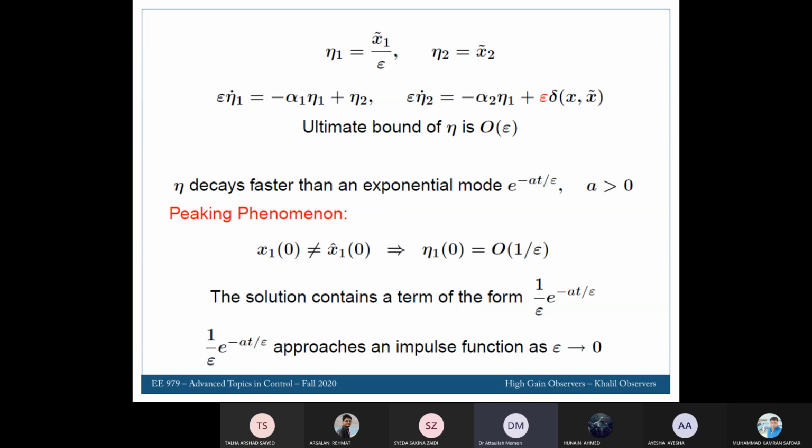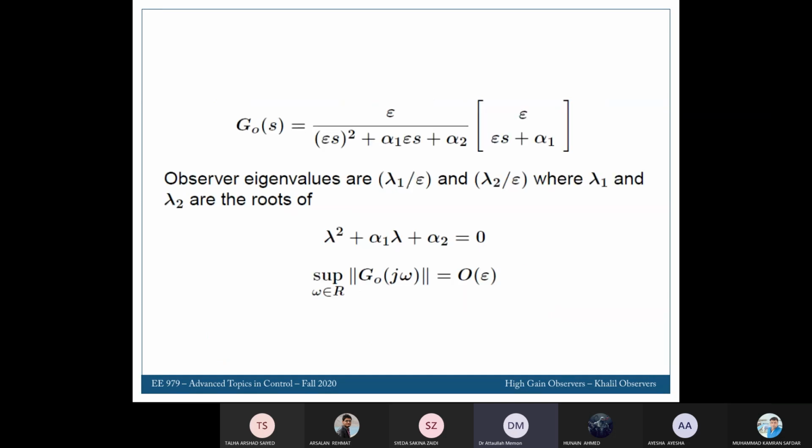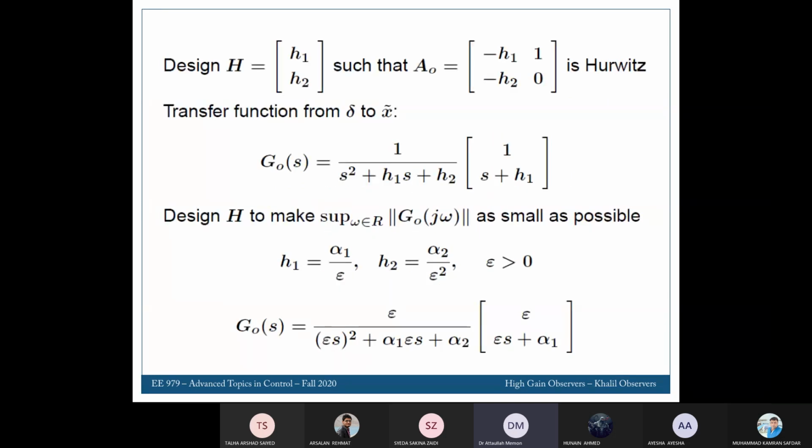So in order to avoid finite escape time, which makes the system unstable, we have to take some preventive measure. One preventive measure is to saturate the system in the beginning, for a very small interval, so that the estimation error doesn't drive the system crazy or attain finite escape time.